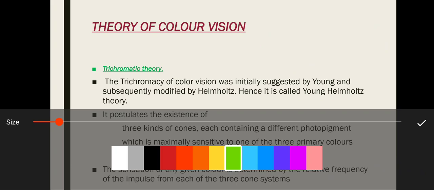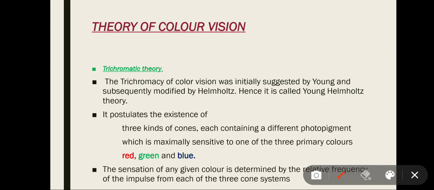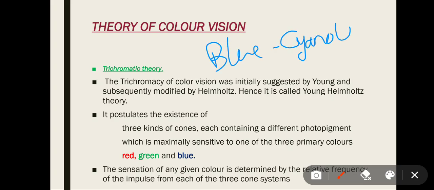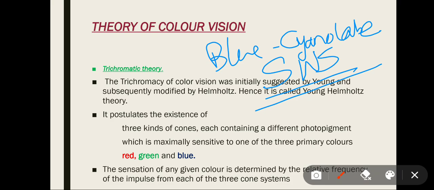Then we come to the blue. Blue sensitive cone pigment, or cyanolabe, that is short wavelength sensitive cone pigment, SWS. This absorbs maximally in the blue-violet portion of the spectrum at the peak of 440 nanometers.